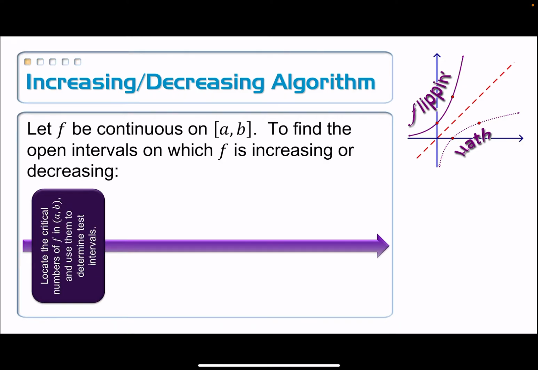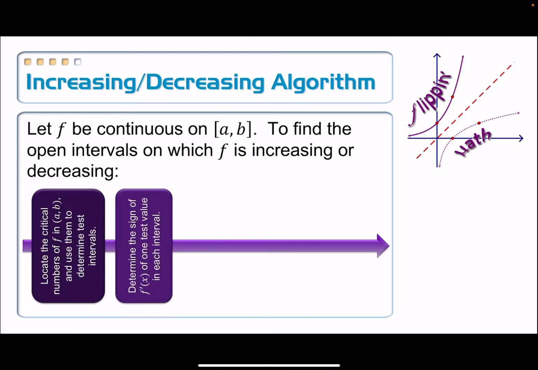How do we do that? We find the first derivative and set it equal to 0, or find where it does not exist. Use those to determine your test intervals. So those test intervals, you originally take the domain of that function or whatever interval that they give you to begin with, and you're going to use your critical numbers to break that up into some test intervals. Okay, and all we need to know is the sign of the first derivative in those test intervals.